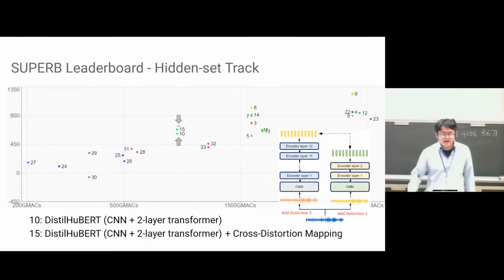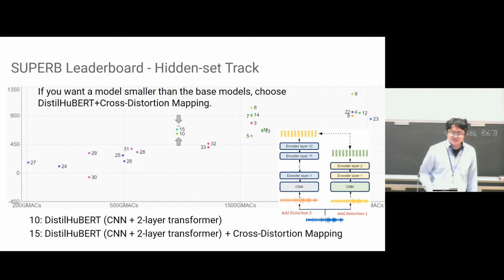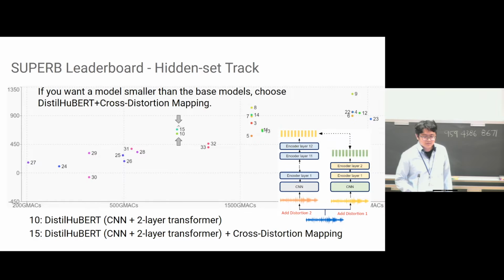And with cross distortion mapping, a technology I just introduced, we can get slightly better performance on the SUPERB leaderboard. The model has the same architecture, so the same MACs, but number 15 with cross distortion mapping can achieve a little bit better performance. So if you are looking for a model even smaller than the base model, probably you can choose DistilHuBERT plus cross distortion mapping from this team.